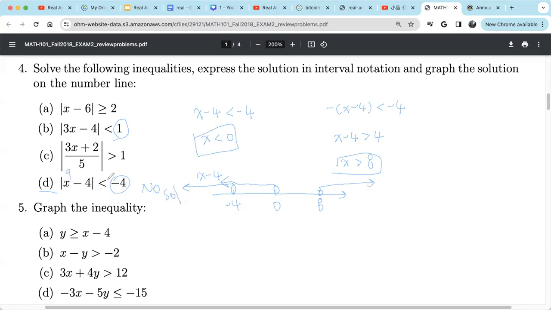How could the absolute value be less than a negative number? Never. Absolute value will always be at least 0. But when we solve mathematically, we see, okay, there's no intersection. One goes from less than 0, the other goes from greater than 8. We may not union those two. Why? Because this is less than. Union only for greater than or equal to. Okay, absolute value will never be a negative number.